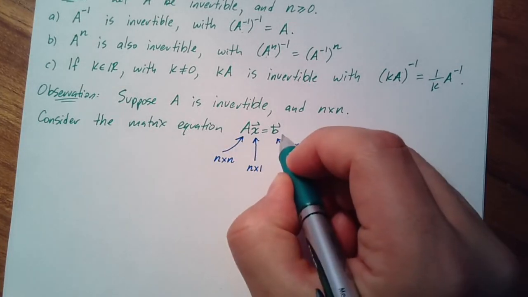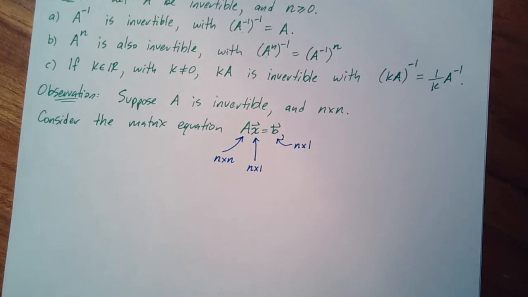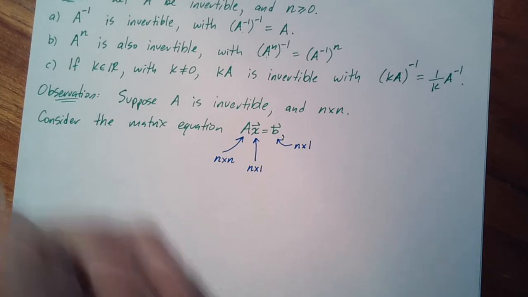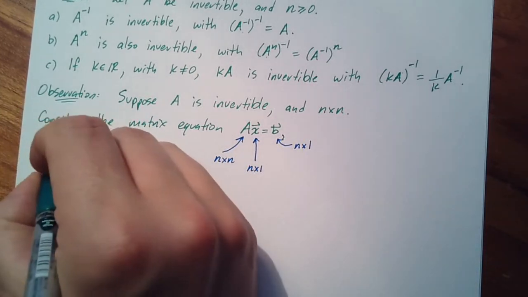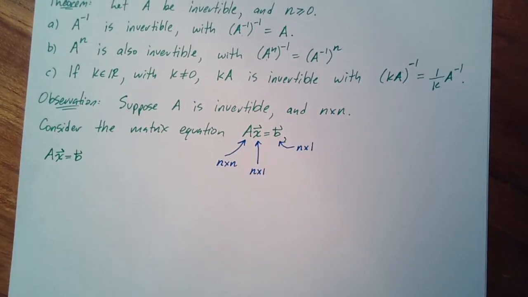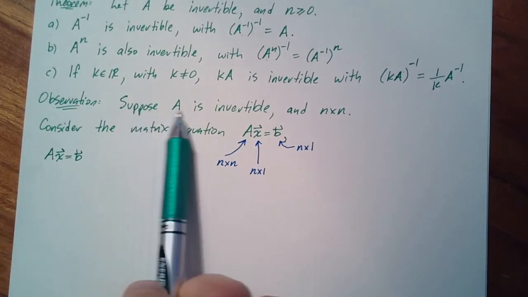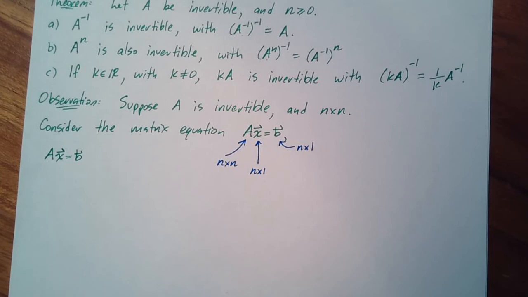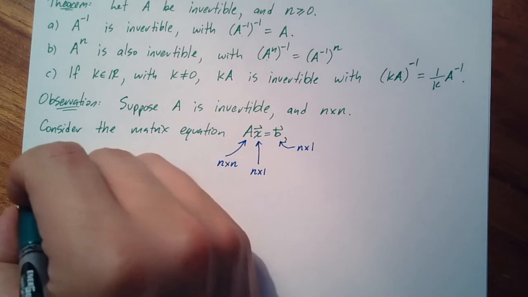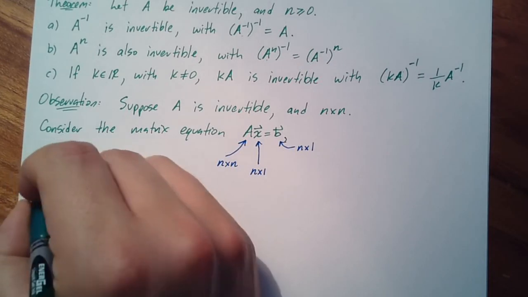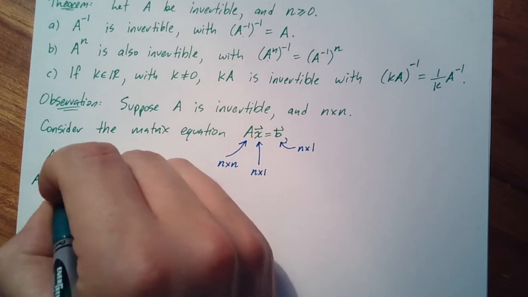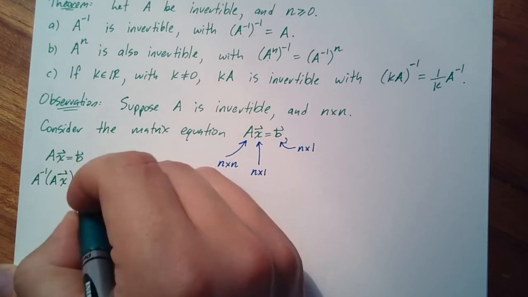But actually, before we finish this off, what if I wrote this down? If I just wrote AX equals B over here, so I'm writing down just a copy of the matrix equation. We started with the assumption that A is invertible. So we have access to an inverse for the coefficient matrix A. So what happens if you multiply both sides of this equation on the left by A inverse?